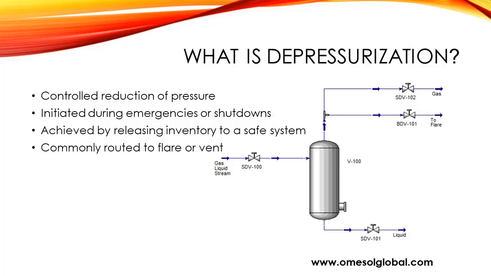Depressurization is the controlled reduction of pressure inside a vessel or process system. It is typically initiated during emergency conditions such as fire exposure or during planned shutdowns. This is achieved by releasing the process inventory, usually vapor, to a safe disposal system such as a flare or vent. The objective is not normal control but risk reduction.